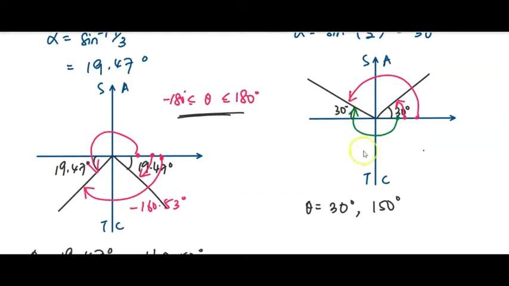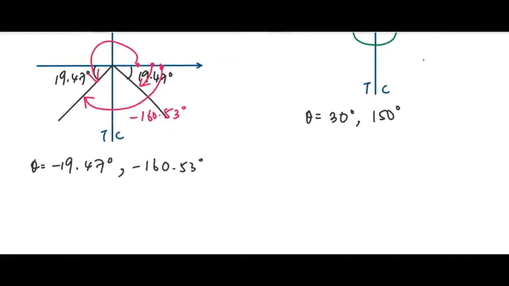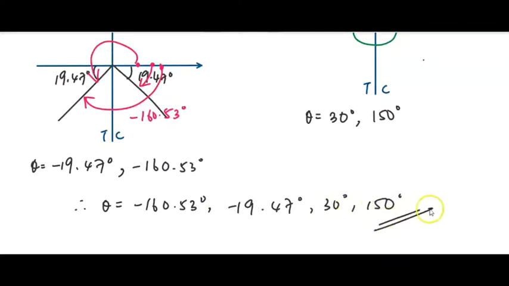If I turn the other way around, following the clockwise direction, I get this angle, which already exits the range given by the question. So this angle is not considered as our answer. So we only have 4 angles to be accepted. Alright, so theta is negative 160.53 degrees, negative 19.47 degrees, 30 degrees, and lastly 150 degrees.